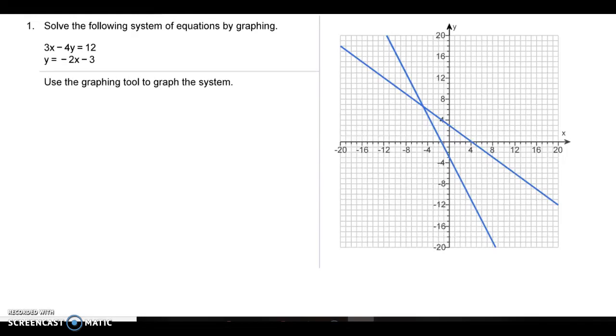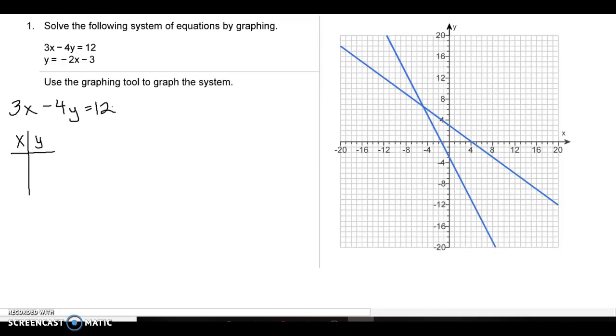Okay, sometimes it's kind of tough to explain graphing with the video, but I will do my best here. With this first equation, we have 3x minus 4y equals 12. Now this is in standard form. 12 divides nicely by 4, and 12 divides nicely by 3. So what I like to do is make a little table.